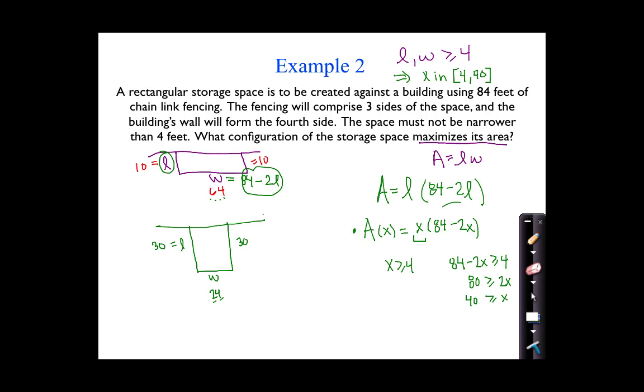And that is a 40. I don't know why this keeps kind of making extra lines. There. 4 through 40 is my domain.